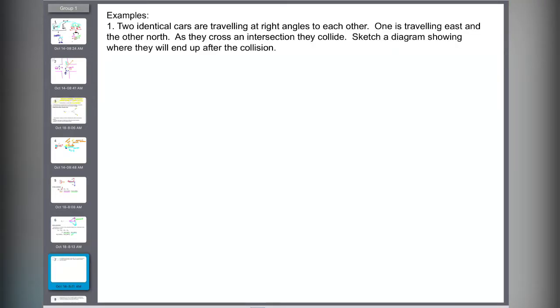All right, so let's work on this. Actually put some numbers in, and let's talk about format. So two identical cars are traveling at right angles to each other. One is traveling east and the other is traveling north. As they cross the intersection, they collide. I think we already talked about that.